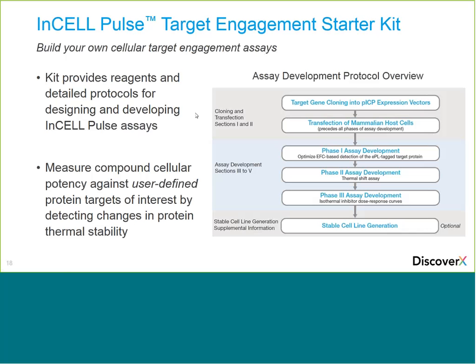And the reason for that is that the ligand binding to the particular domain may not protect other domains in a full-length protein from thermal denaturation. So I think it's important there to think closely and carefully about what constructs you clone. Then there's some assay development steps that we guide you through. It's a very detailed user manual. So then there's those steps, and then there's the optional step at the end of making a stable cell line.